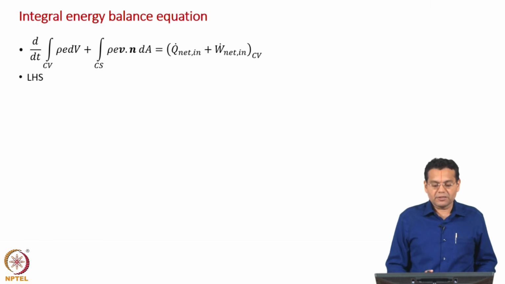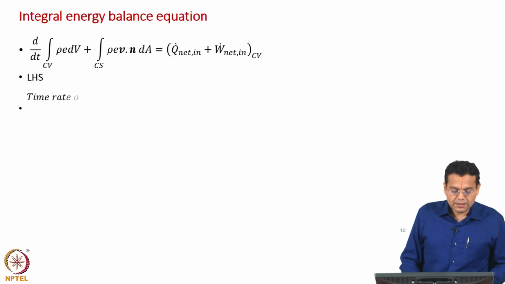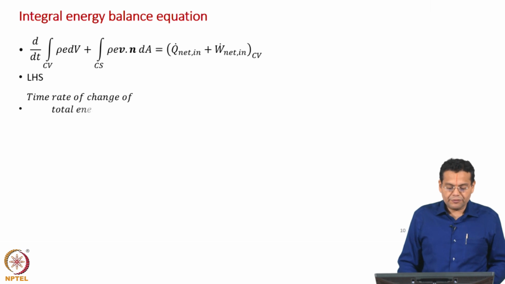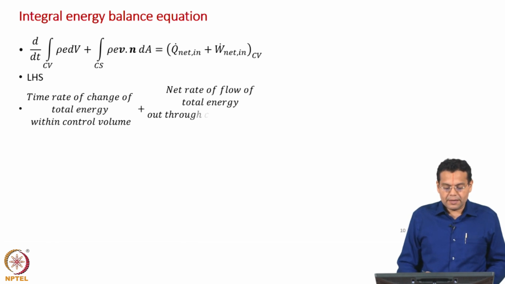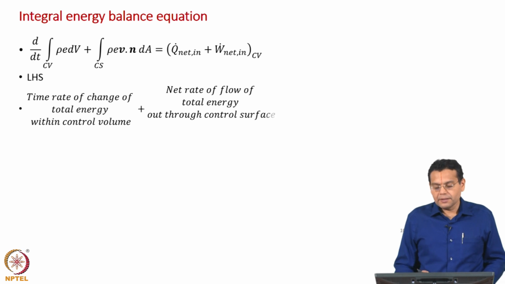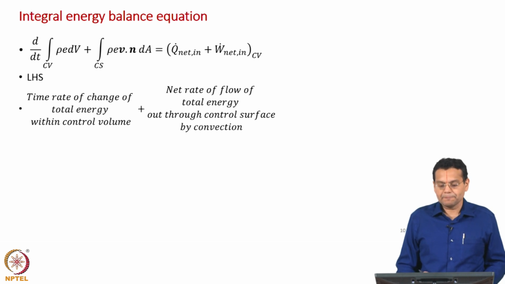Now what is the significance of each term? Left hand side, the first term tells about rate of change of total energy within the control volume, more specifically time rate of change of total energy within the control volume. Next term tells about net rate of flow of total energy out through control surface by convection. Remember, total energy here means sum of all the 3 energies.